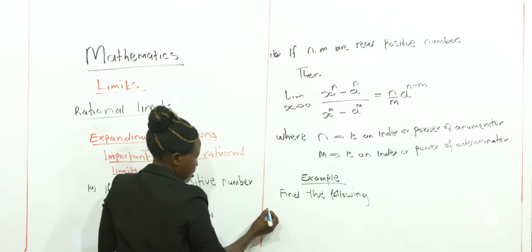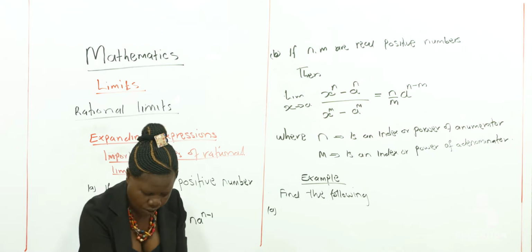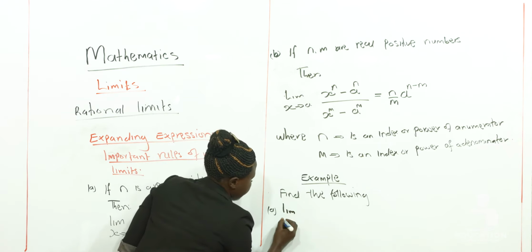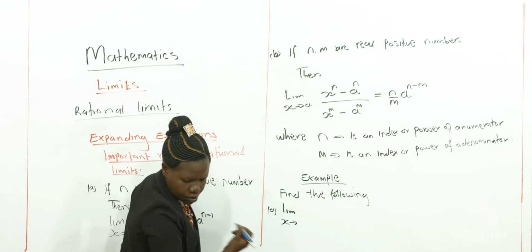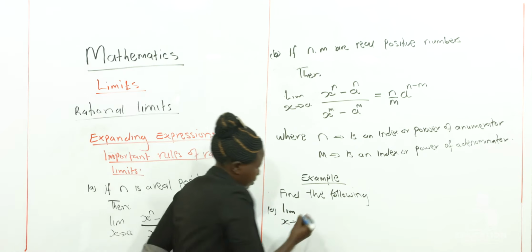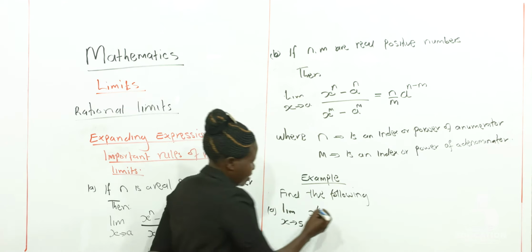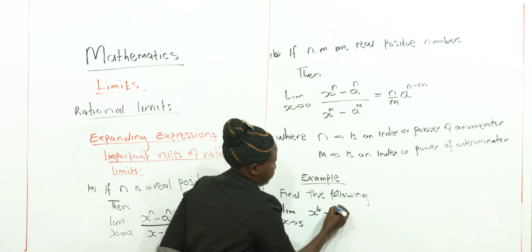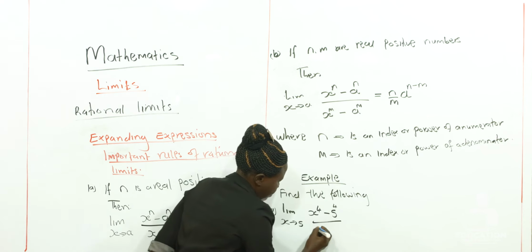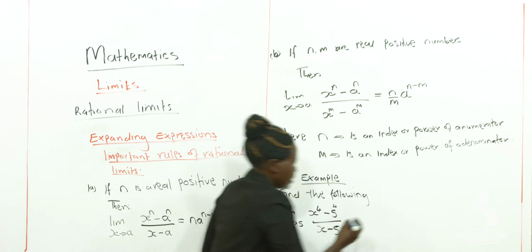Find the following. Part A: the limit as x approaches 5 of (x^4 minus 5^4) over (x minus 5). And then we have part B.